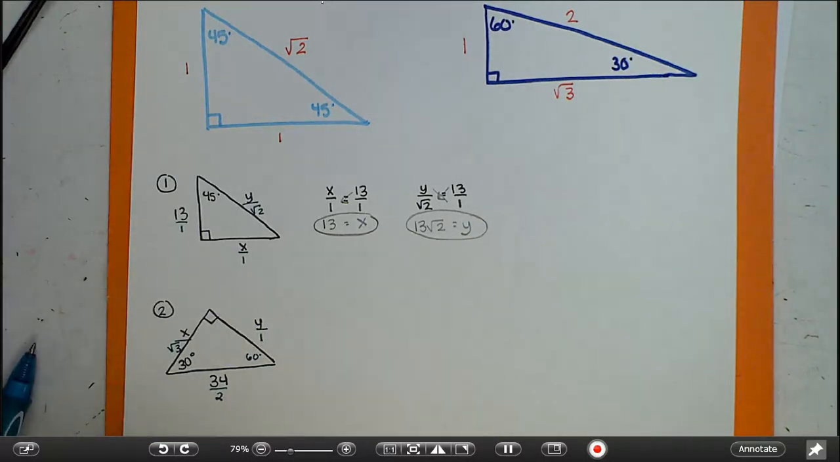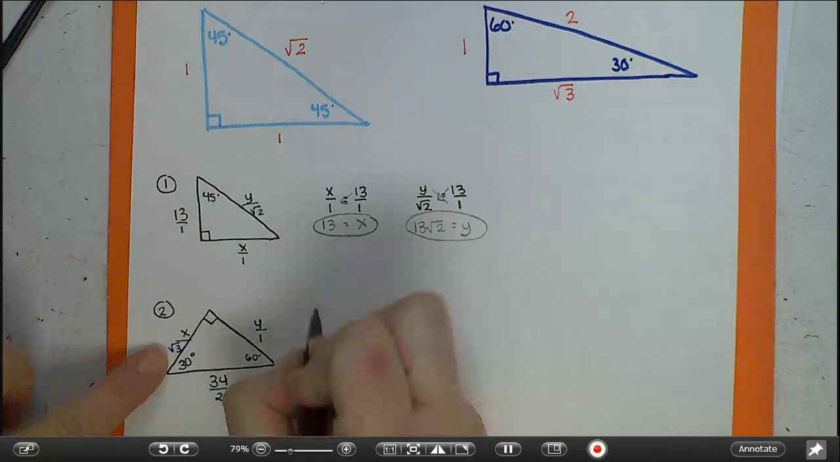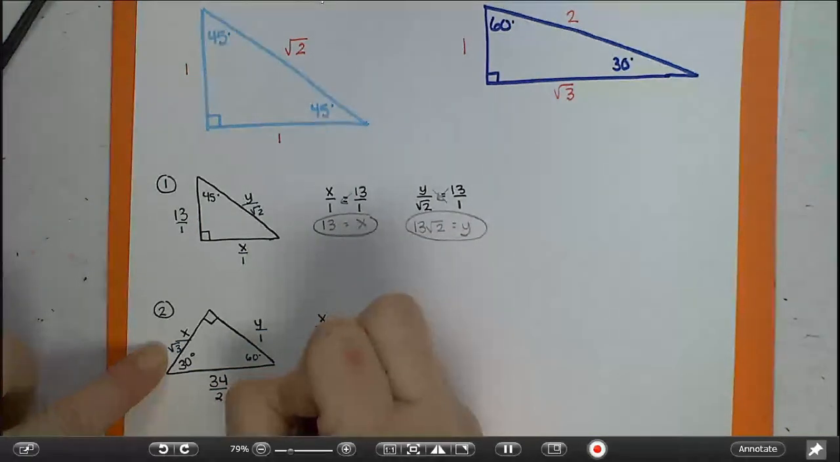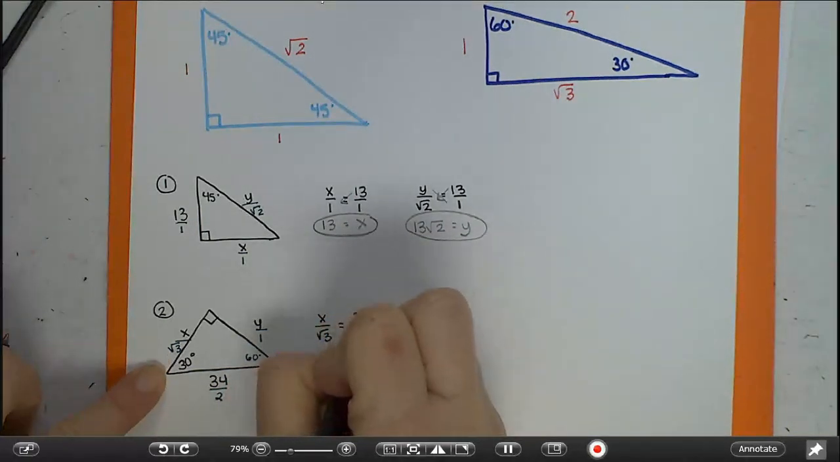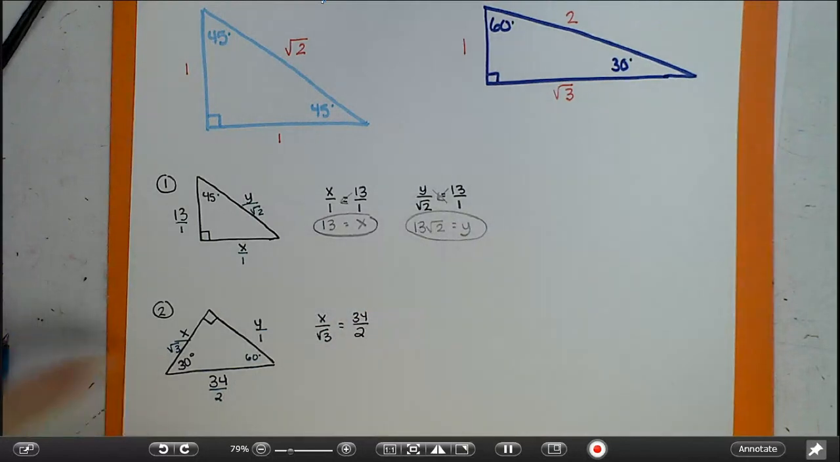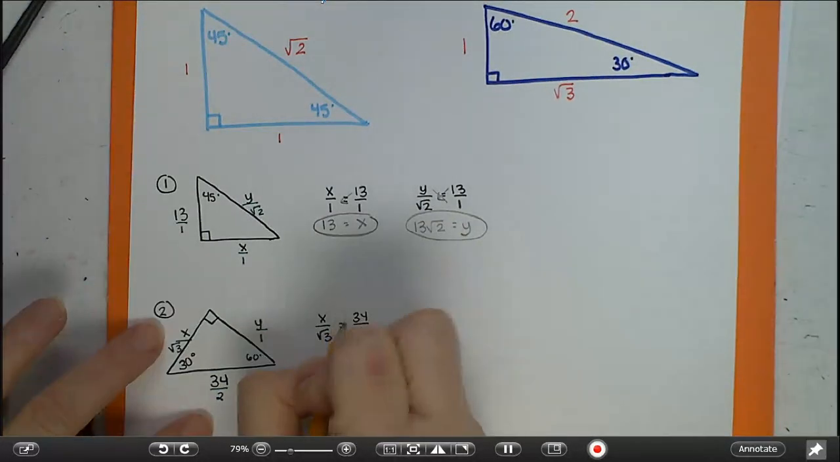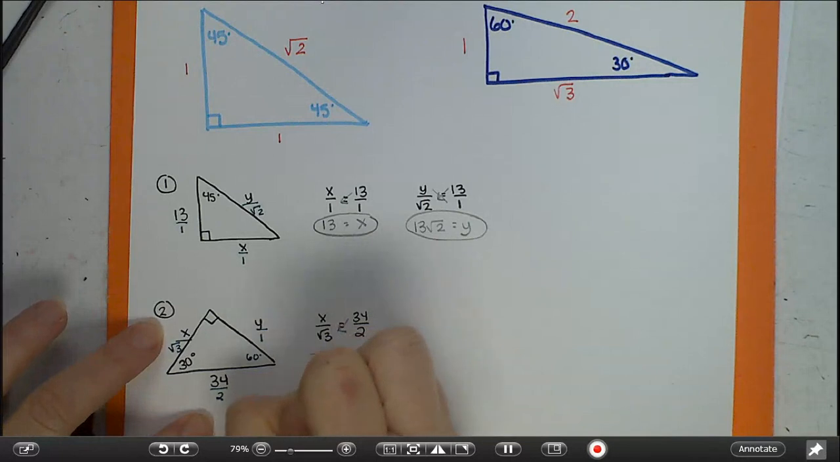All right, so now we have our ratio set up. We can solve. x over root 3 is equal to 34 over 2. We're going to cross multiply. 34 root 3 equals 2x. And divide by 2. So 17 root 3 equals x.